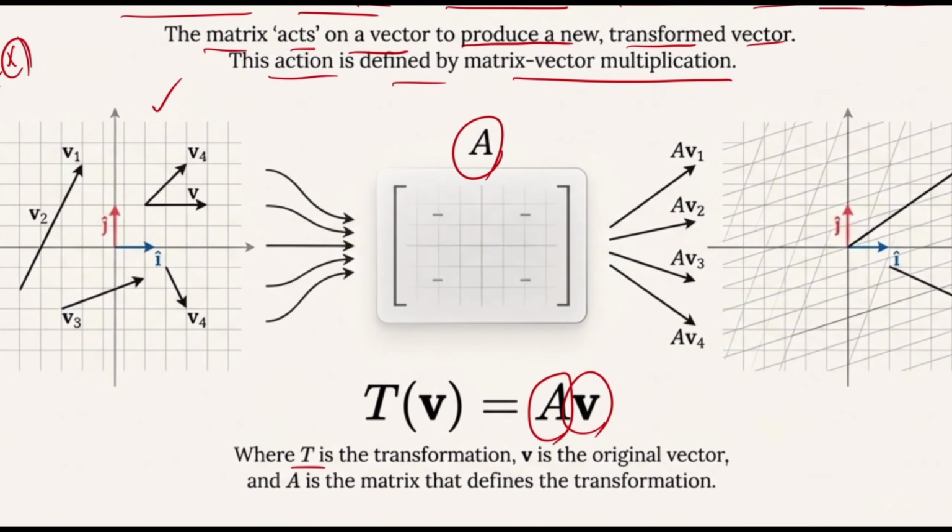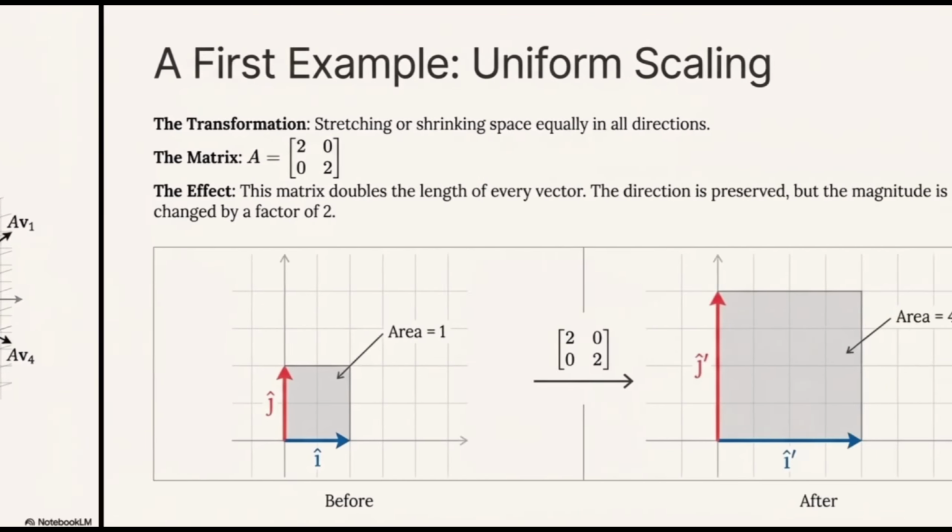So at this point, T of v of x is going to be A times v. T is the transformation, v is the original vector. It means that it could be any of these guys, and A is the matrix that defines this transformation. A is your machine, like the function f of x.